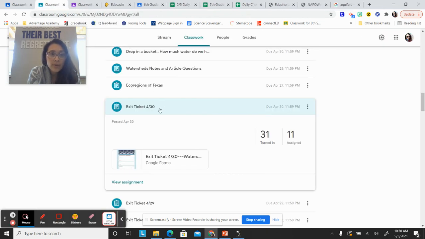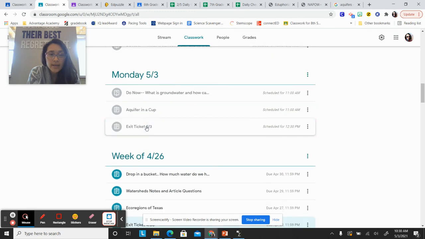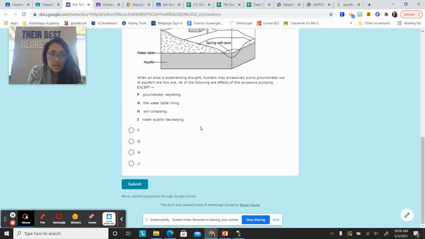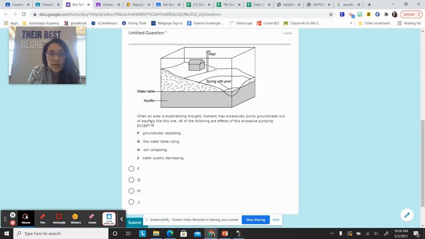Now, and then you have your exit ticket for today, which is about watersheds again. This is an aquifer. It says, when an area is experiencing drought, humans may excessively pump groundwater out of aquifers like this one. All the following are effects of this excessive pumping, except. So what is it not going to do? So if we take all the water out of the aquifer with this well, what is it not going to do? All of these are going to happen except for one, and the one that's not going to happen is your answer.